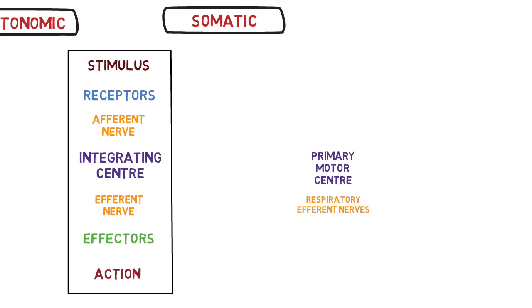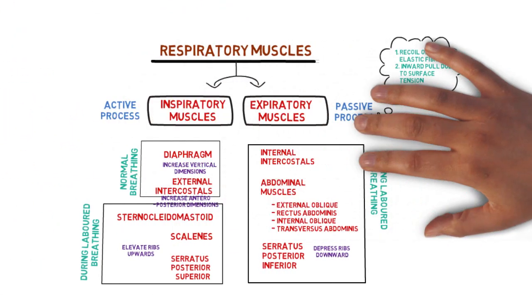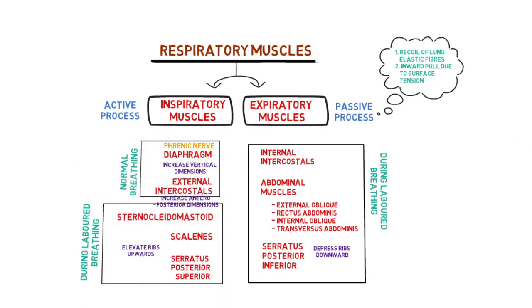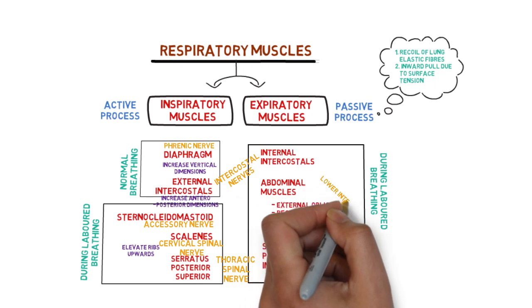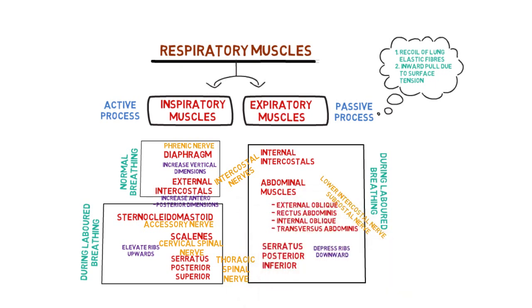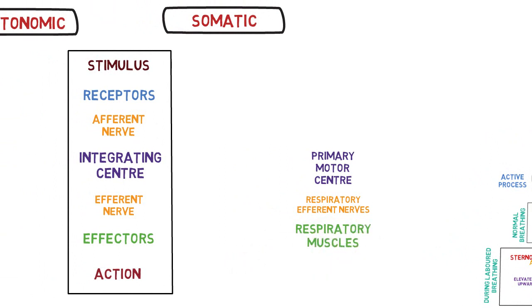If you don't remember them, here's a quick reminder. The phrenic nerve to the diaphragm, intercostals to intercostal muscles, accessory nerve to the sternocleidomastoid, cervical spinal nerves to the scalene muscle, thoracic spinal nerve to the serratus, and the intercostal and subcostal to the abdominal muscles. These nerves are passed to the effector according to the muscle that they supply, so let's just call these the respiratory muscles. Lastly, they carry out action, either inspiration or expiration.